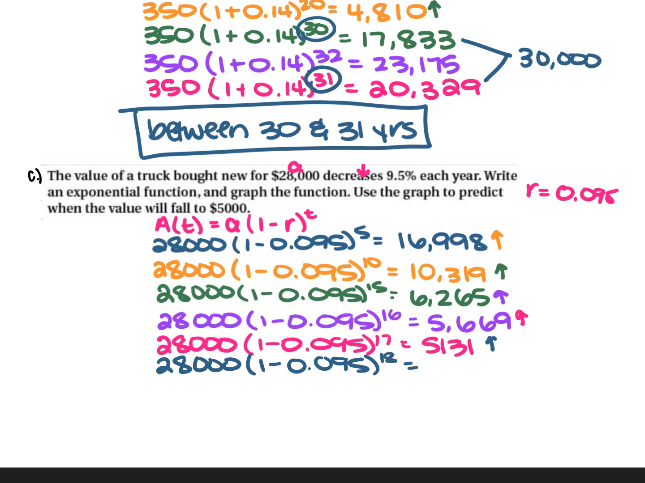So it's 28,000 times 1 minus 0.095 to the power of 18. And that gives us 4,643. So your 5,000 falls between these. So you look at your time, you have 17 and 18. So you would just say that between 17 and 18 years.